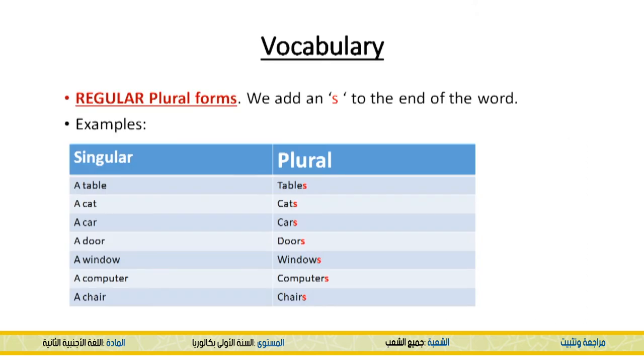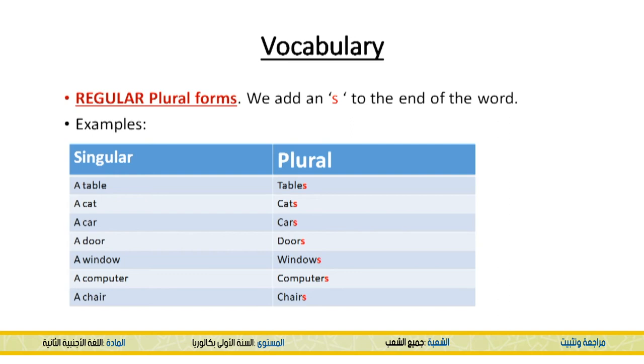Now, we're going to move to something different, vocabulary. In this vocabulary lesson and review, mind you, this is a review, right? We are going to see how we formulate the irregular and the regular plural forms. Let's start with the regular plural forms. As a rule, we add an S to the end of the word. For example, singular, a table, plural of table, of course, tables.